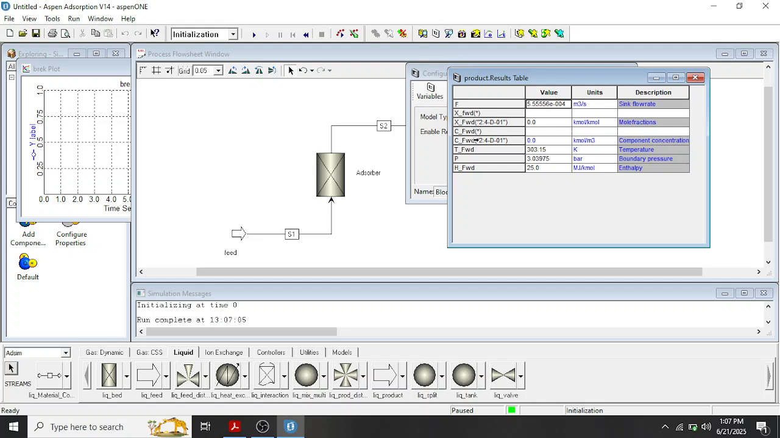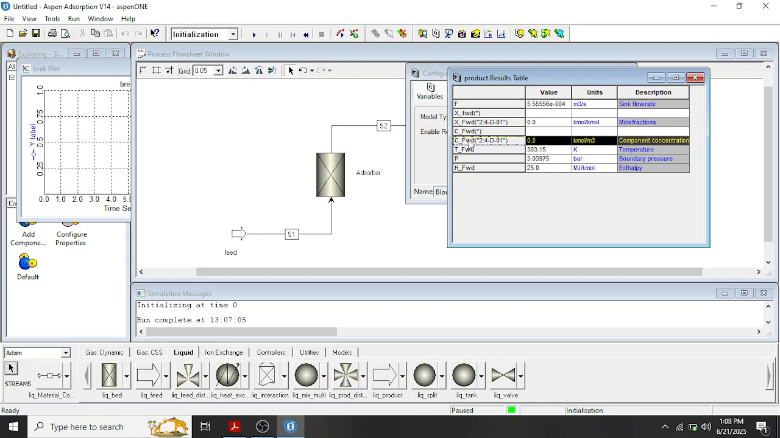And after some time, we will find that the 2,4-dichlorophenolic compound concentration in the product stream will reach 95% of the inlet stream concentration. At that time, we will find the breakthrough time, and we will regenerate our adsorbent after the breakthrough time.